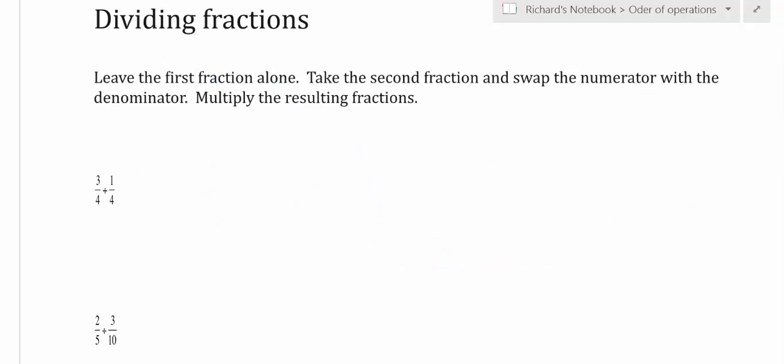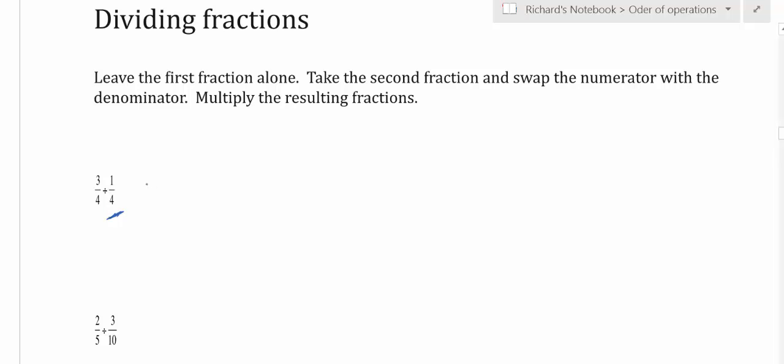What we're going to do is, any problem involving the division of fractions, we're going to convert that into a multiplication problem. We're going to transform it. And the way you transform a division problem into a multiplication problem is, well, just what's written here. You leave the first fraction alone. Then you take the second fraction, like that's this one here, say, the 1/4 in my question, and swap the numerator with the denominator, and then multiply the resulting fractions.